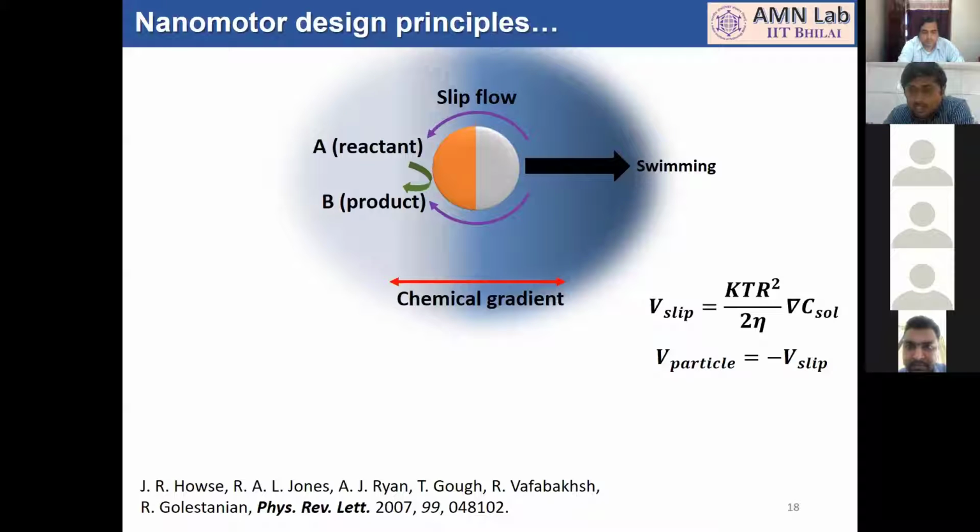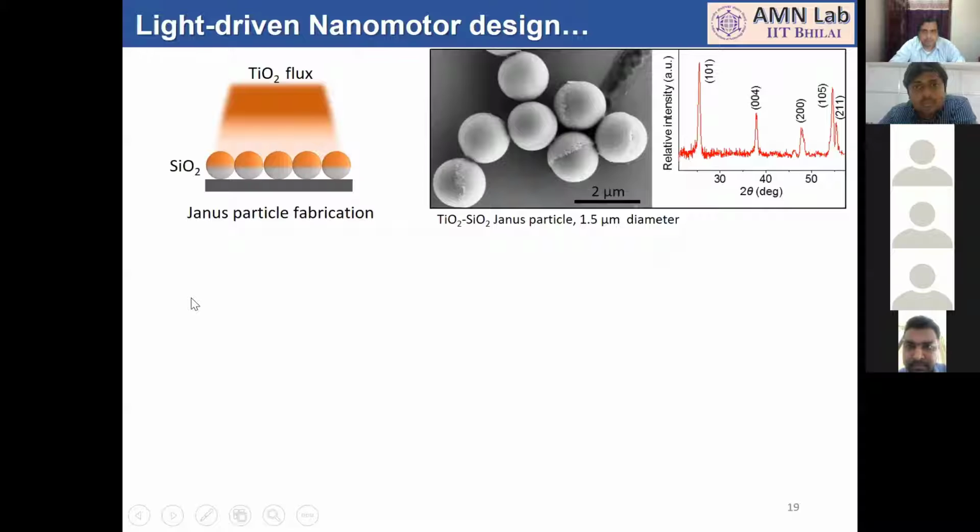To make second-generation nanomotors in our lab, we tried to modify this design. We fabricated light-driven nanomotors, whose motion can be controlled completely from the outside using different light conditions, like changing intensity or turning it on and off. For the design of light-driven nanomotors, we fabricated the same Janus particles with a half coating of TiO2 material.